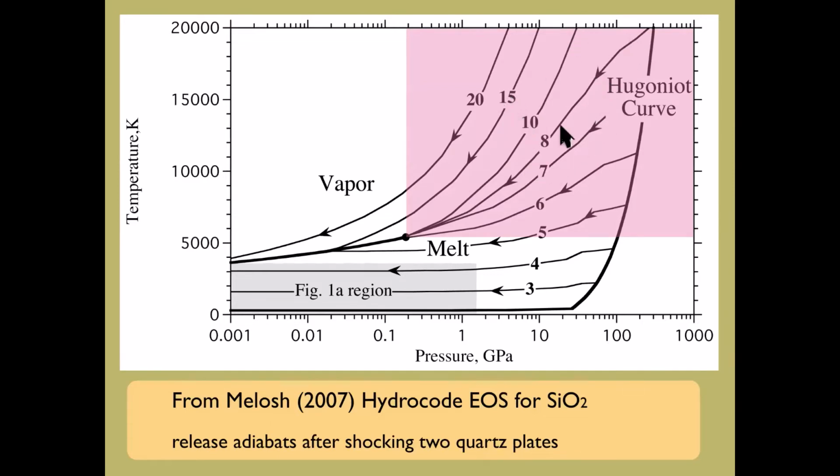And these are called adiabats. Depending on how heavily it's shocked, it may come down as a supercritical fluid and then become a vapor. It may come down and become a melt. At some point, it's going to hit this curve, which has vapor and melt on it. And then you'll have melt and vapor together. But the point is, you're going to start with this supercritical fluid.